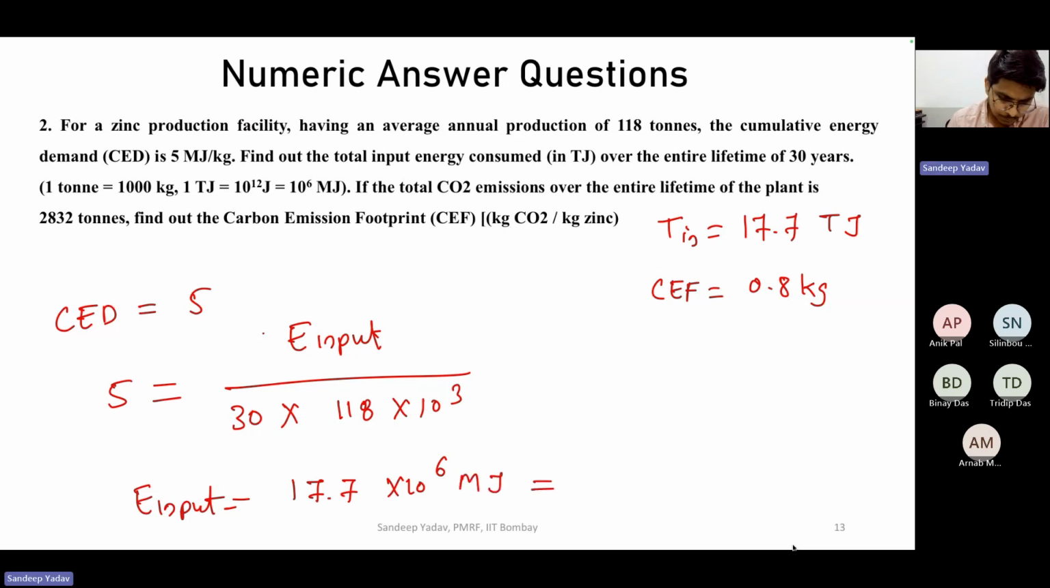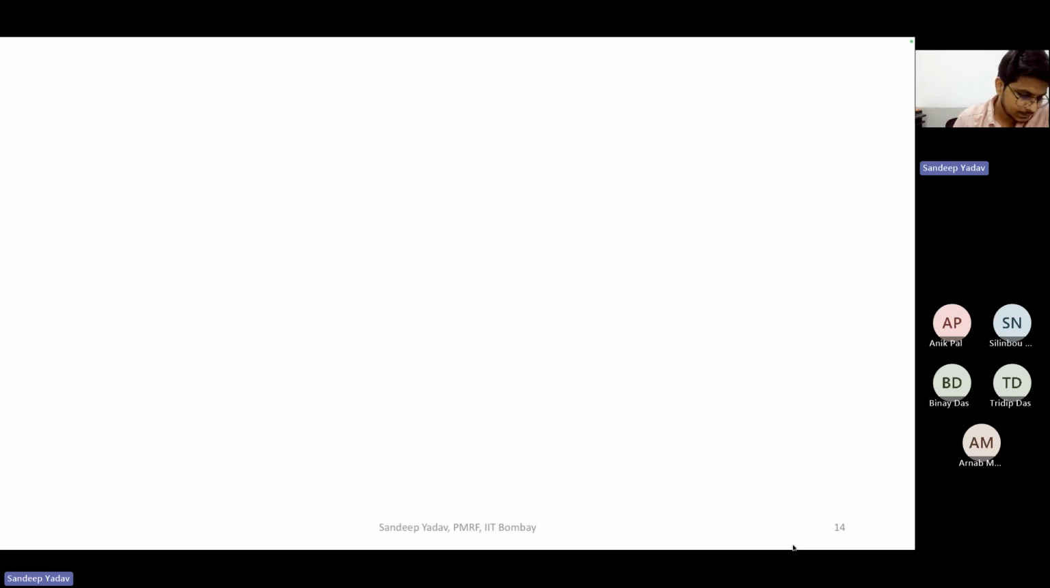That will be equal to 17.7 terajoules. So the first thing we get from here. The second thing they're asking is CEF.